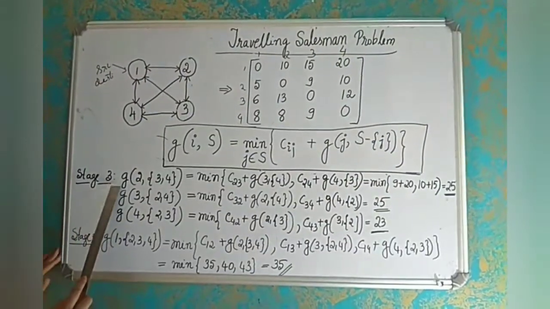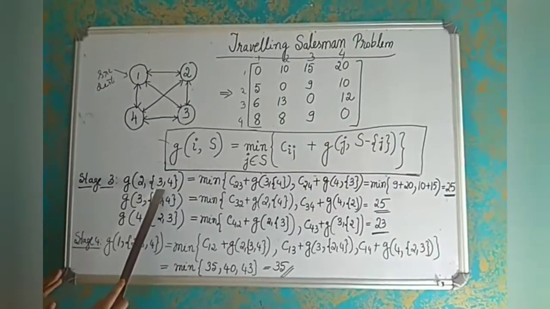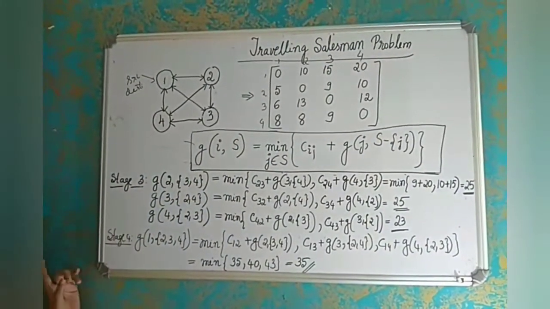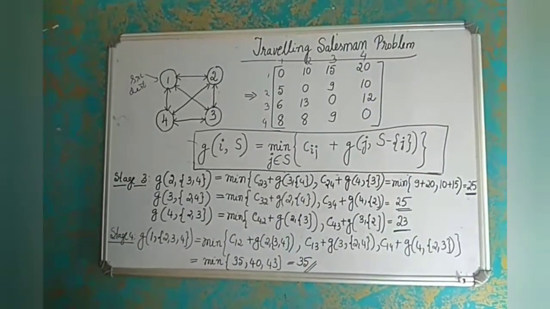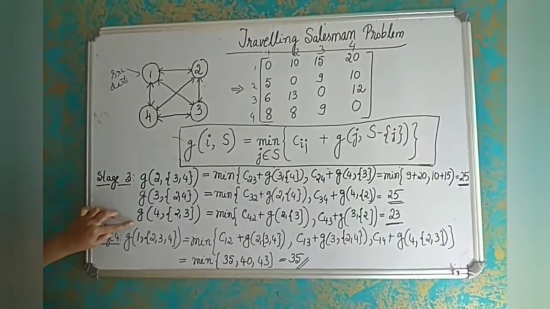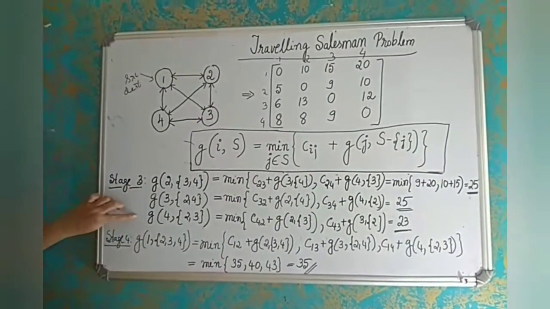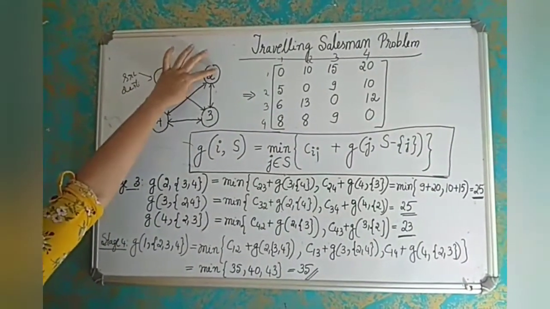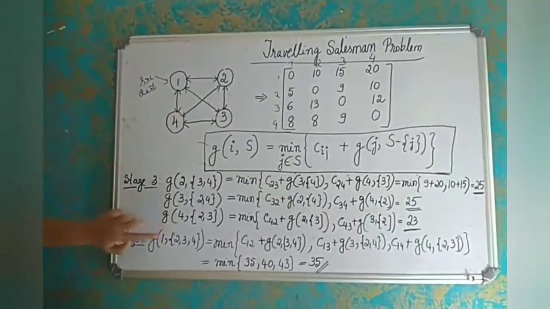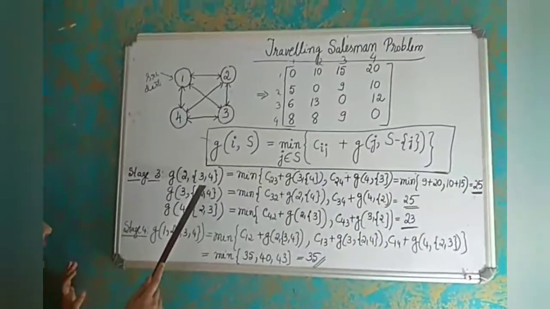Move on to stage 3, in which we are going to consider 2 vertices in the set. In stage 2 we have considered 1 vertex in the set. Now 2 vertices, and all the 3 cases you have to calculate. Which are the 3 cases? What is the cost of reaching from vertex 2, from vertex 3, from vertex 4? All the 3 you have to consider, and the remaining vertices also.